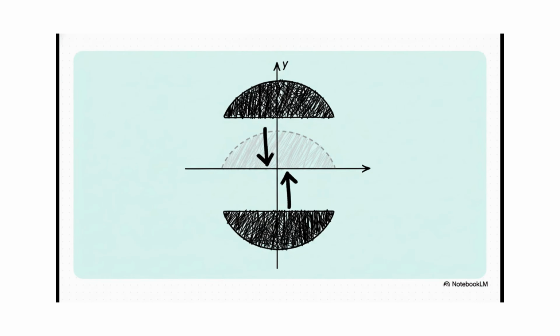Let's start with the easiest one, moving up and down. If you take any function at all and just add or subtract a number on the outside of it, the whole graph just slides straight up or down. If you add 3, it goes up 3. If you subtract 5, it goes down 5. It's exactly what you'd expect.